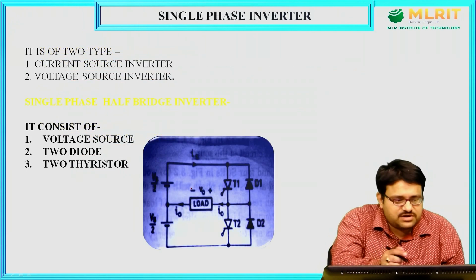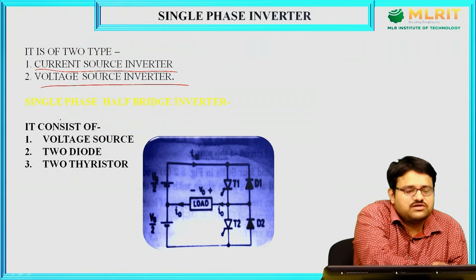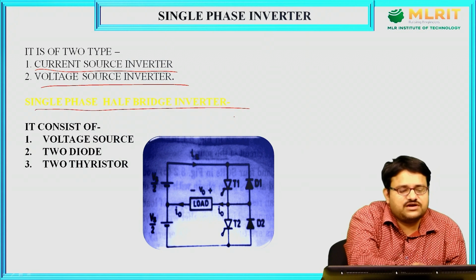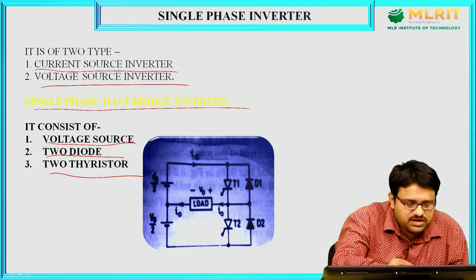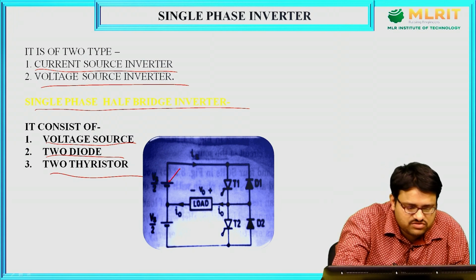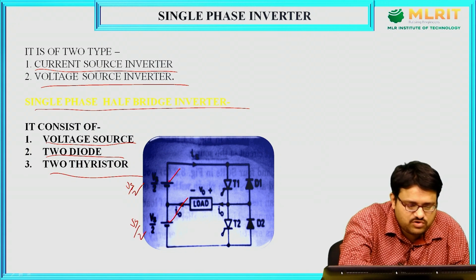Single phase inverter. It is of two types: current source inverter and voltage source inverter. And the single phase half bridge inverter consists of voltage source, two diodes, two thyristors. So here we can call these are the two voltage sources, Vs by 2, Vs by 2.